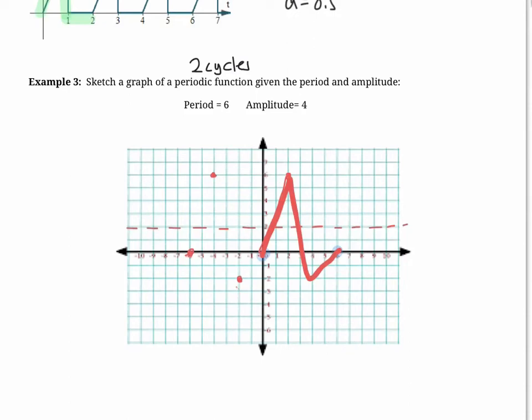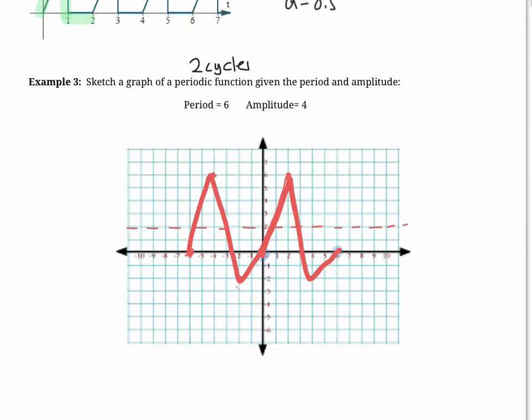And so if I connect it now, it should make the second cycle of my pattern. It's not perfect. You probably have a ruler. I do not. And so I've created a graph that has a period of 6 and amplitude of 4.